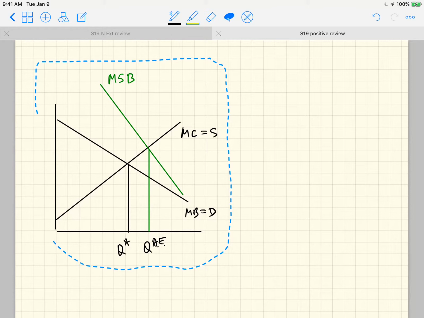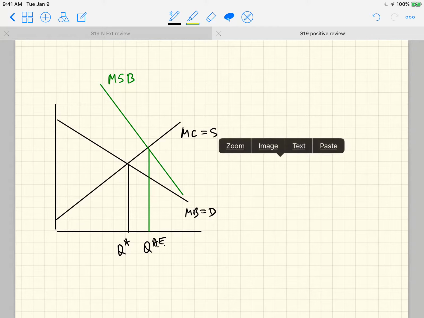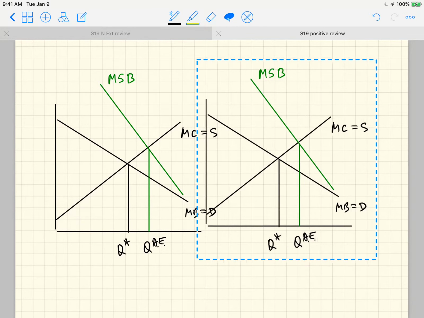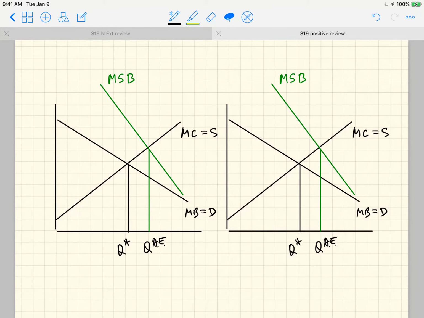Okay, so we will need two of those diagrams. So I'm going to copy and paste it. All right, and next thing we're gonna do is to see how we can use vouchers or subsidies to make sure that the market ends up at the point of allocative efficiency.